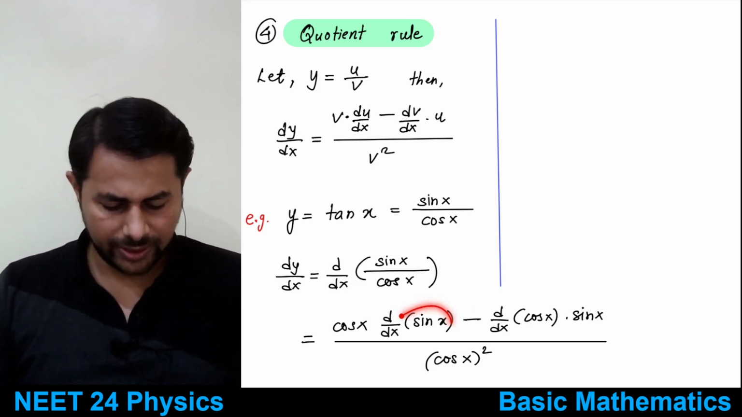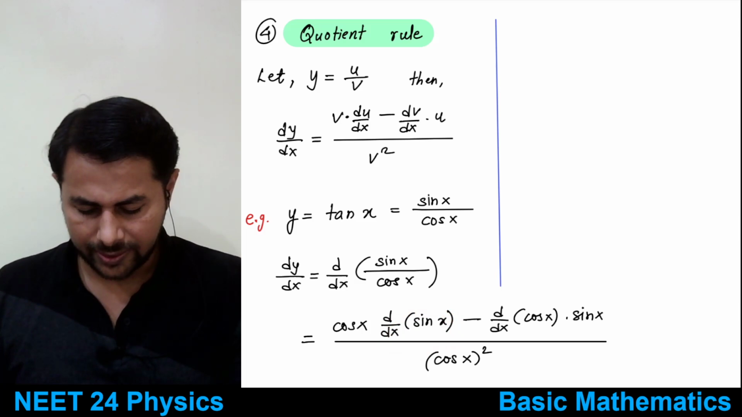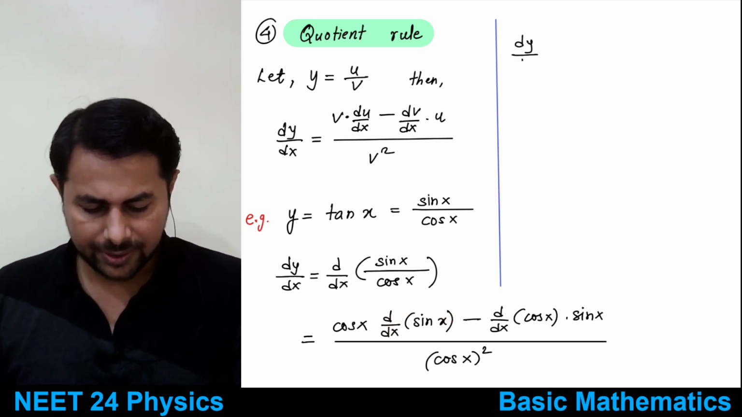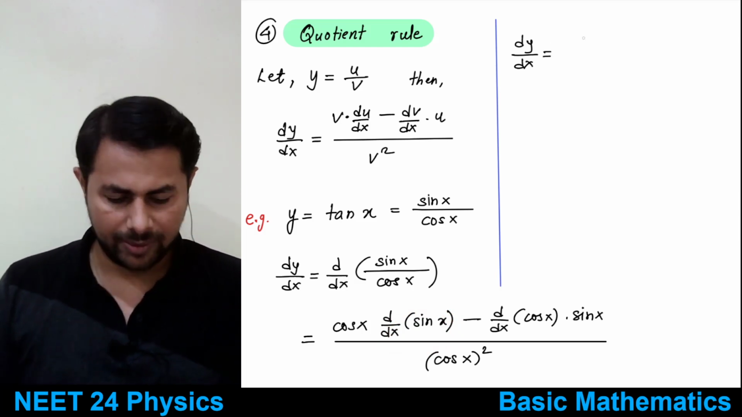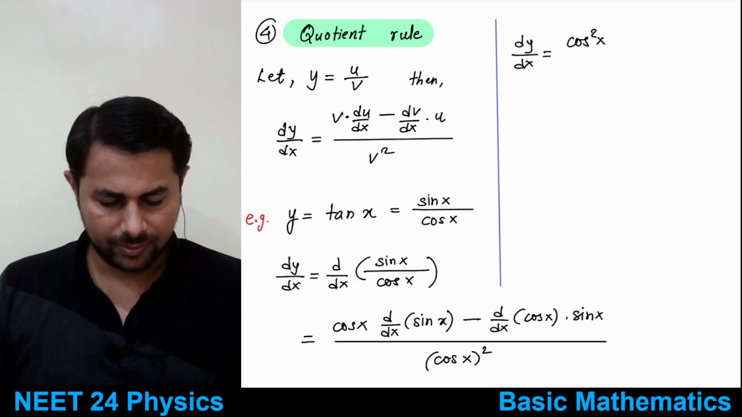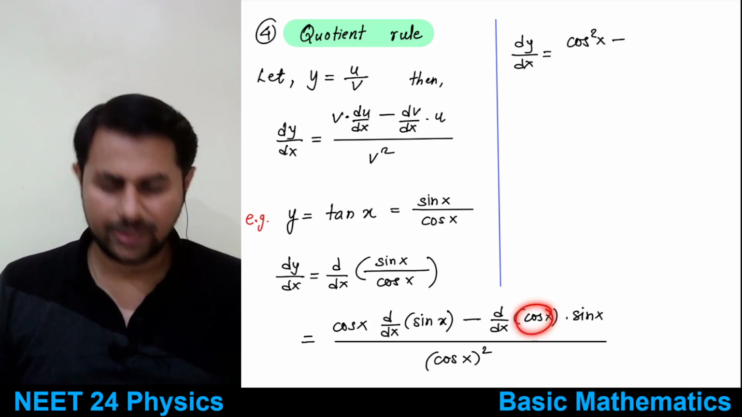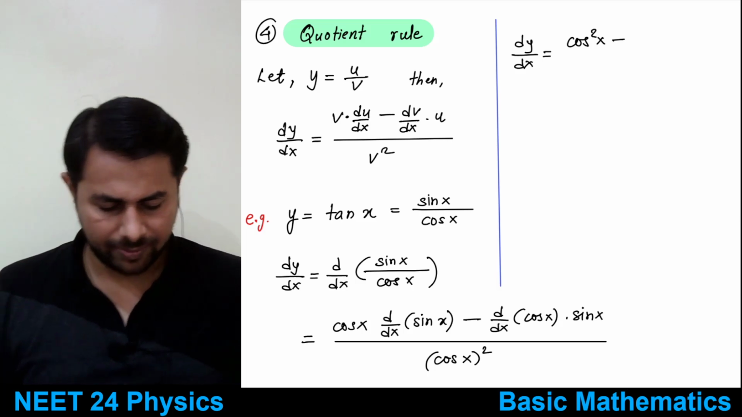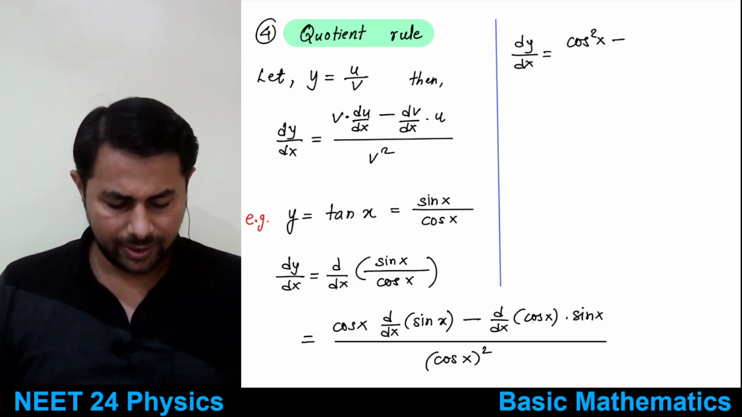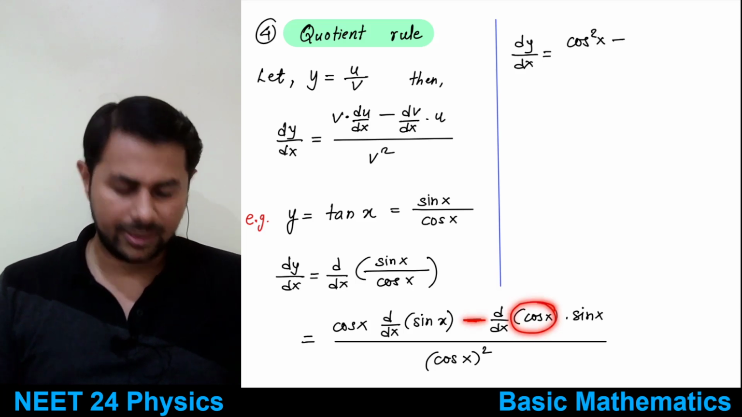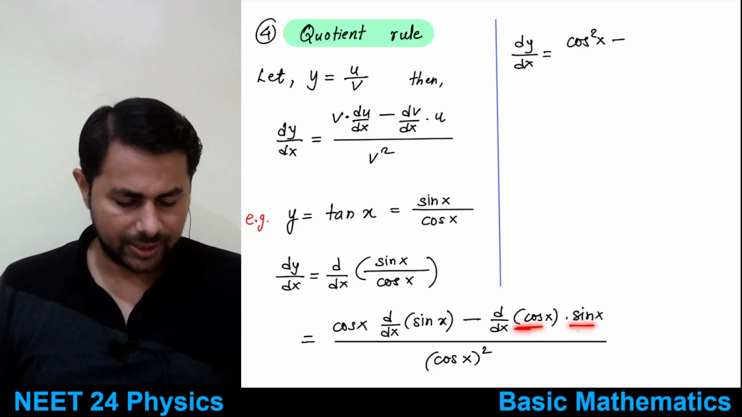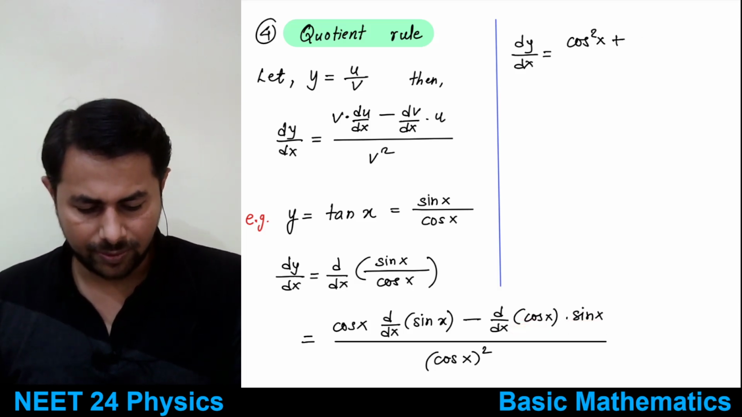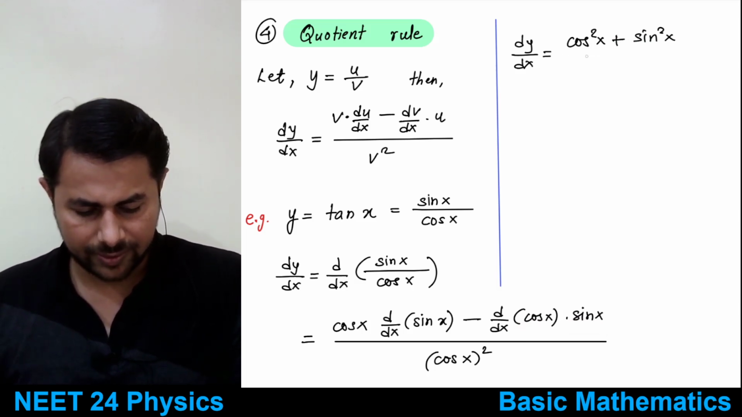All right. So then what is the derivative of sin x? We know it is cos x. So dy by dx is equal to cos x multiplied by cos x, so that is cos square x, minus the derivative of cos x, which is minus sin x, and that minus minus becomes plus. So you have plus sin square x, and in the denominator you have cos square x.